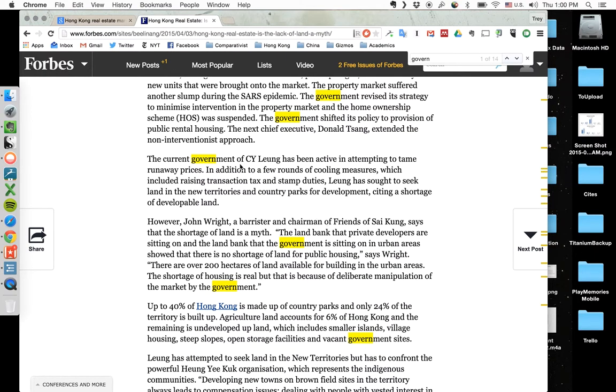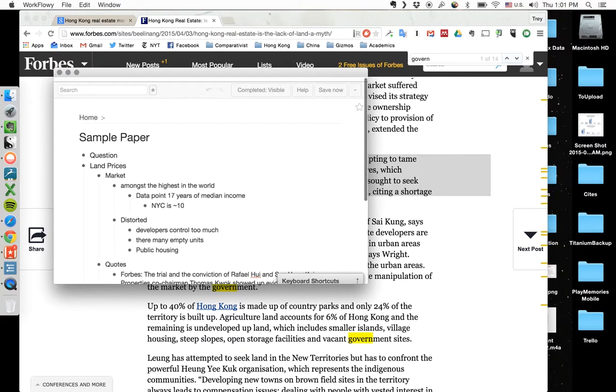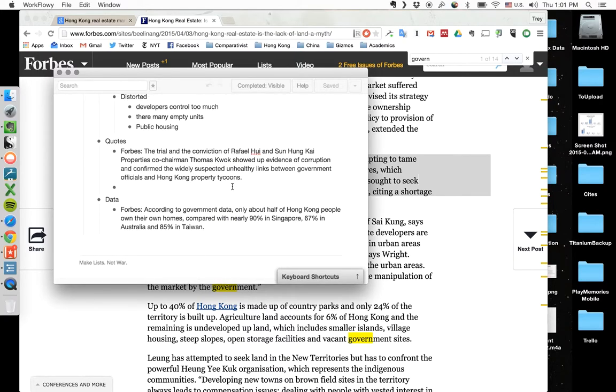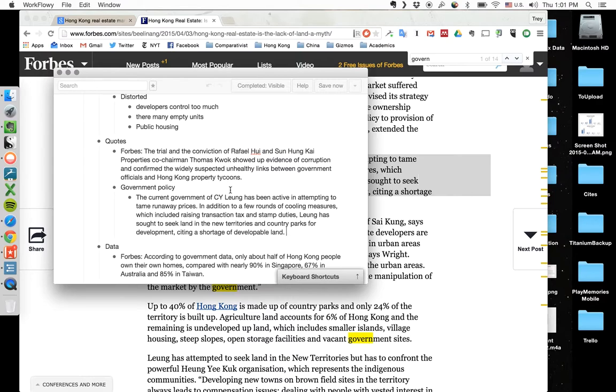Okay, so here we are. The current government, CY Leung. There we go. So here we have the government policy. Let's come up here at land prices question. Quotes. So this is Forbes. Now, you can maybe just quote Forbes here for this one. I think it's better to find some actual CY quotes, right?